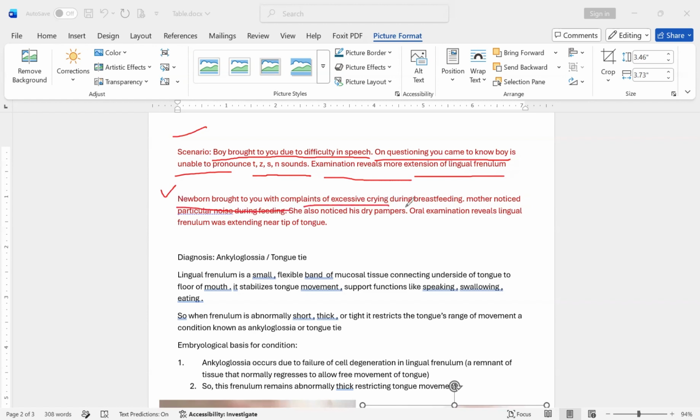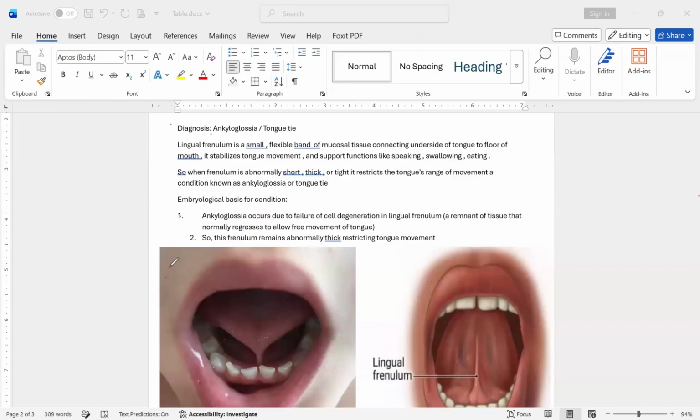excessive crying during breastfeeding. Mother noticed particular noise during feeding. She also noticed his dry pampers. Oral examination reveals lingual frenulum was extending near tip of tongue. So this is image of the patient.